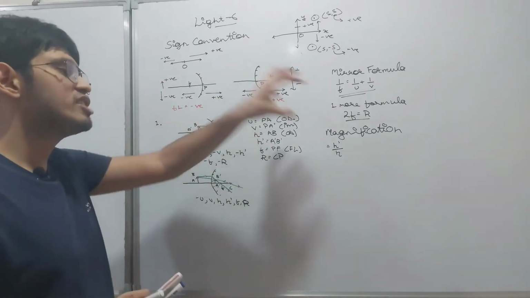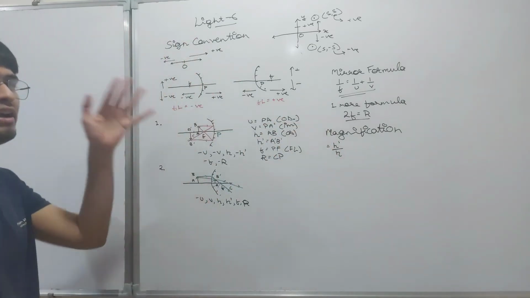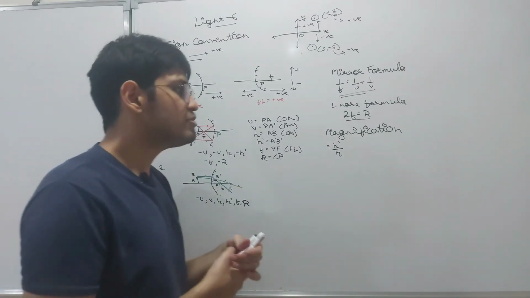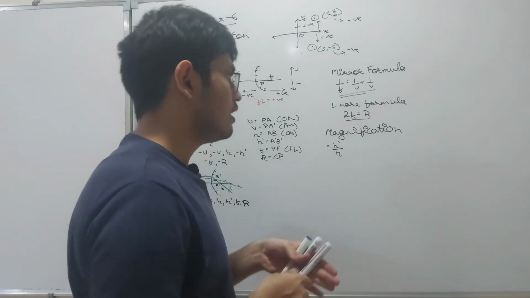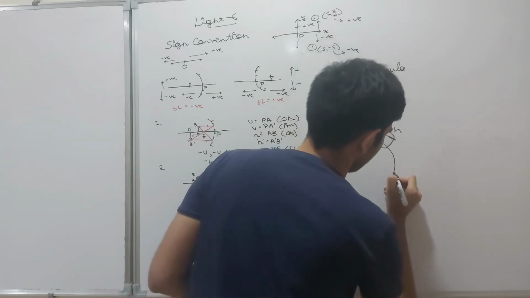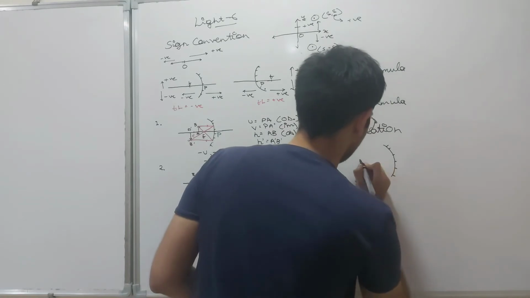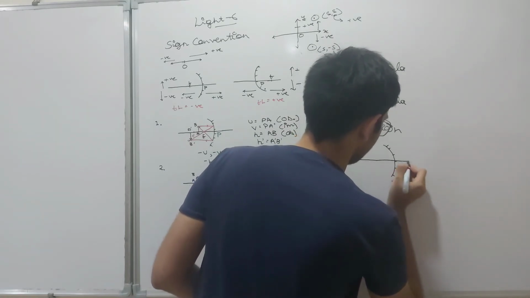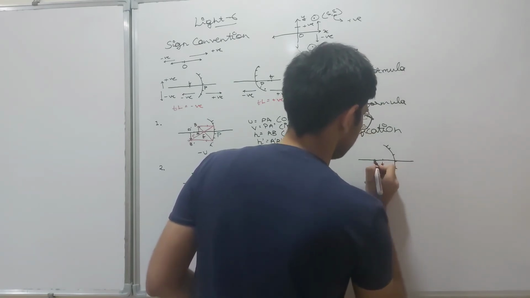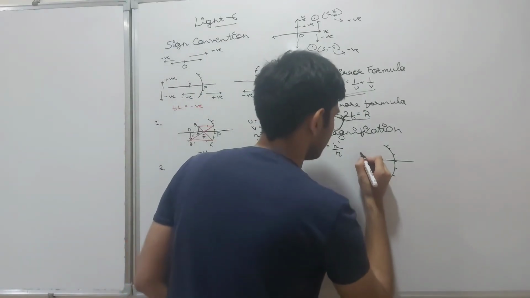But can we get the formula in terms of the distance of the object and the image from the pole? Yes, I am going to derive certain things for you so that you can easily form it. Suppose this is a concave mirror. The formula works for both concave and convex mirror, but I am taking just one. Suppose this is the principal axis, this is the focus, this is the center of curvature, and your object is present somewhere over here.